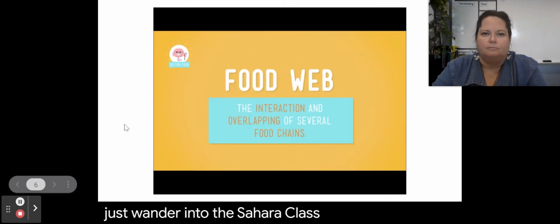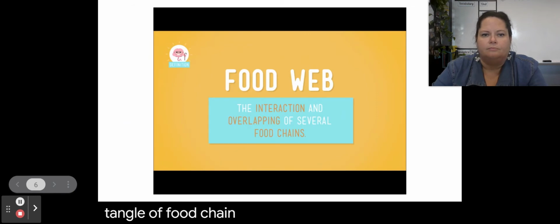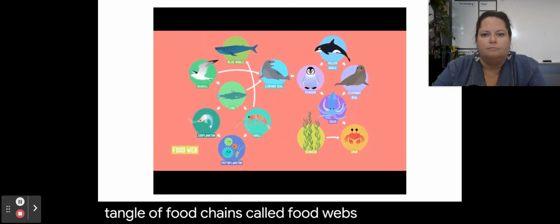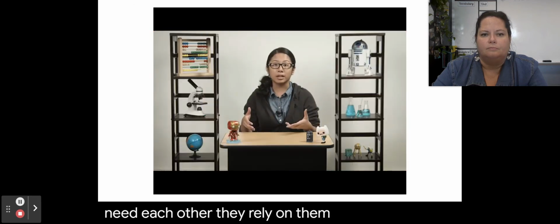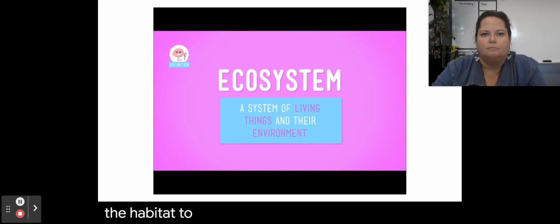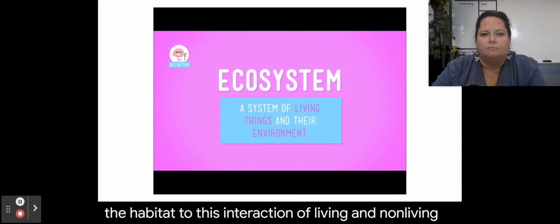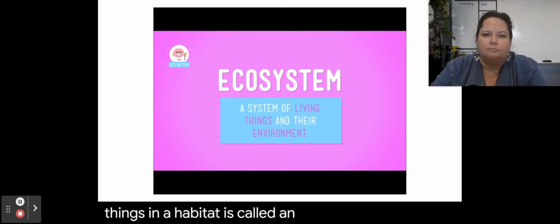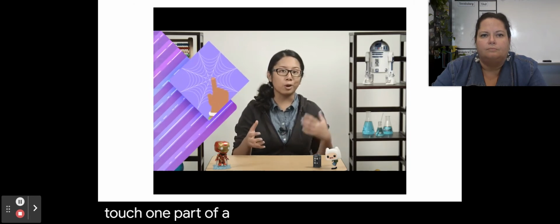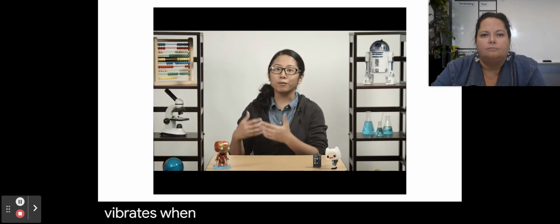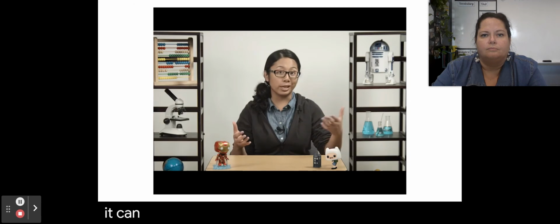Last week, we learned that a habitat is home to a tangle of food chains called food webs. The animals depend on each other for food, but they don't just need each other. They rely on the non-living things in the habitat too. This interaction of living and non-living things in a habitat is called an ecosystem. The things in an ecosystem are all connected. Just like when you touch one part of a spider web and the whole thing vibrates, when one link in the food web is threatened, it can shake up the whole ecosystem.